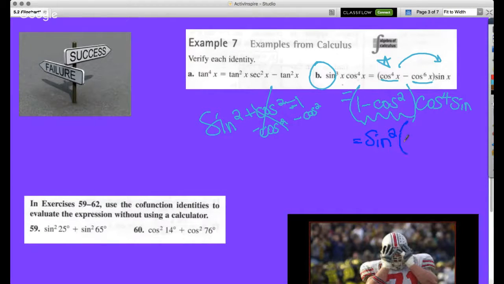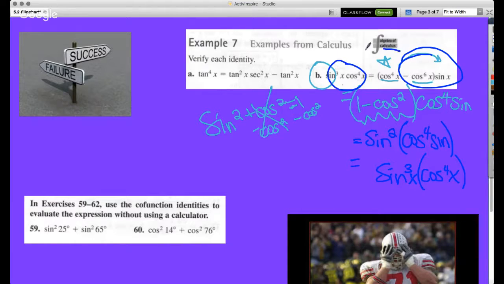So I've got sine squared times cosine to the 4th times sine. Perfect. And sine squared times sine is sine to the 3rd. So I have sine to the 3rd cosine to the 4th, and that's where I'm going to include the x again, right here and right here. And that's what it equals, to this side. Start on my right, move to my left.